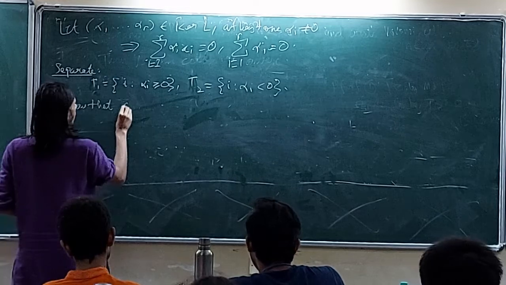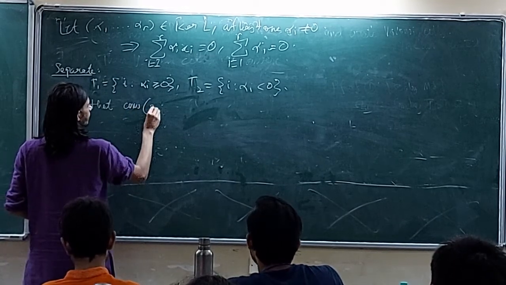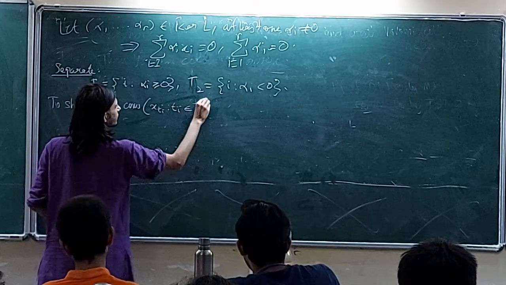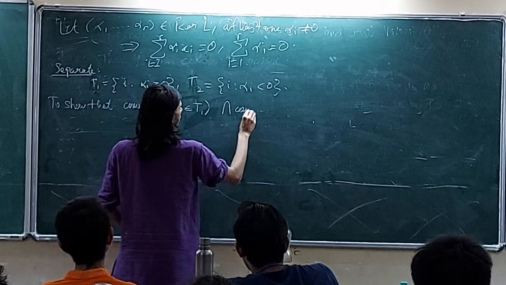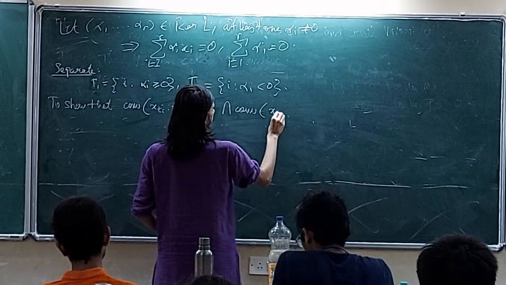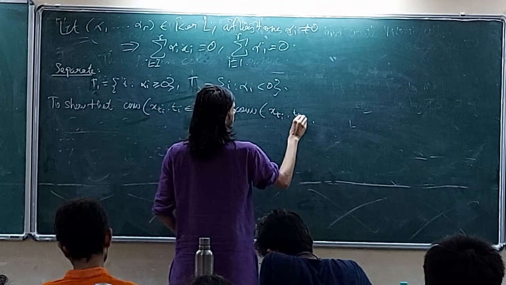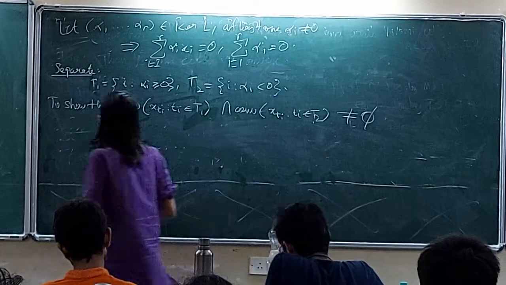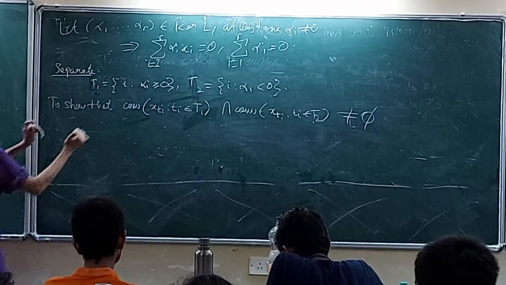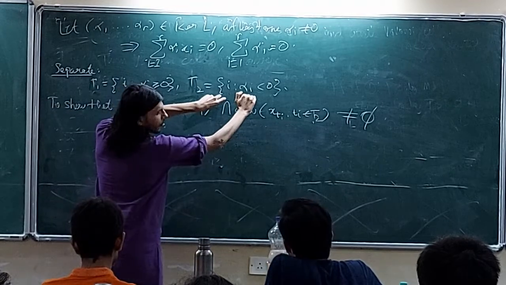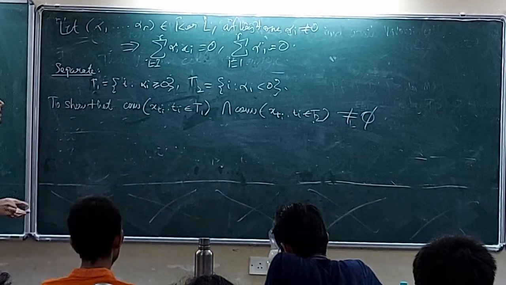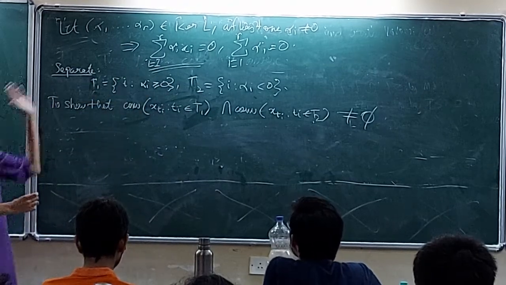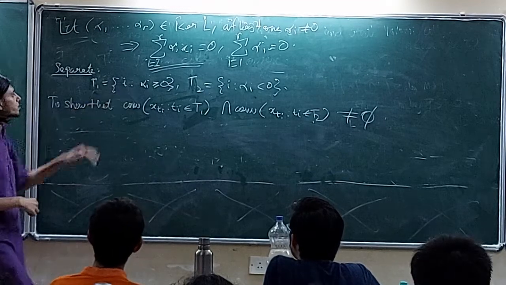What I will do now is show that the convex hull of xi for i in T1 intersected with the convex hull of xi for i in T2 is non-empty. I need to find a point that is a convex combination of all the points in T1 as well as all the points in T2. For that I'm going to use this equation, separating all the S1 terms on one side and the S2 terms on the other.